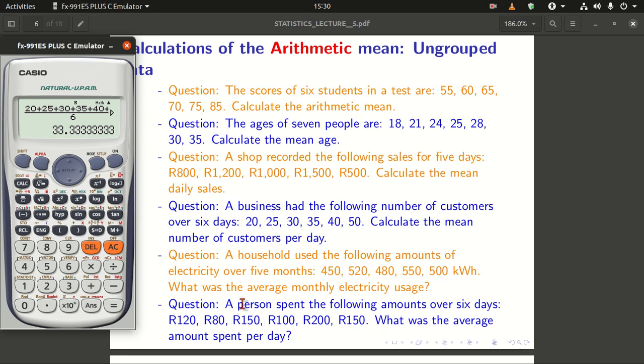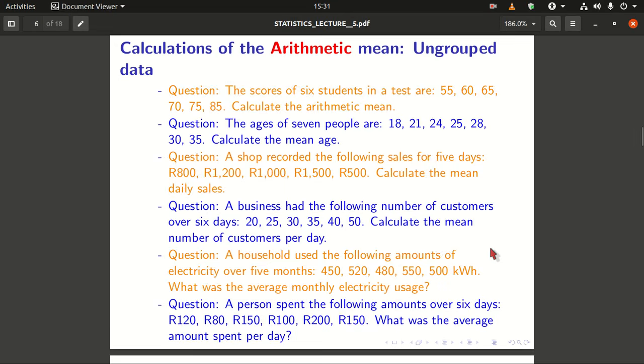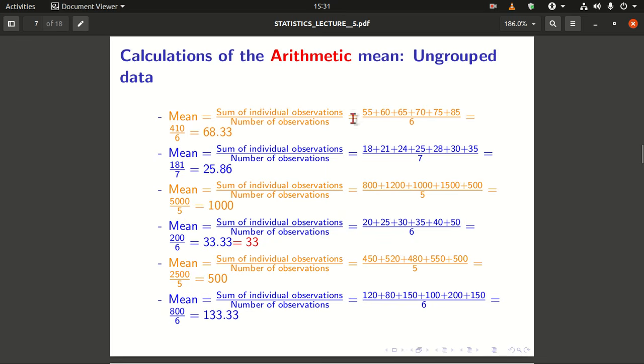Now that you have done it, calculate these other problems, and when you are done, you can check the solutions, which are just here. As you can see here, I summed them up and then I got this, and then here I summed them up, I got that, and then I summed this and I got that. And this 33 is what I was saying: when you are dealing with customers, you cannot say I have half a customer. You either have a customer or you don't have a customer. Hence I rounded it off.